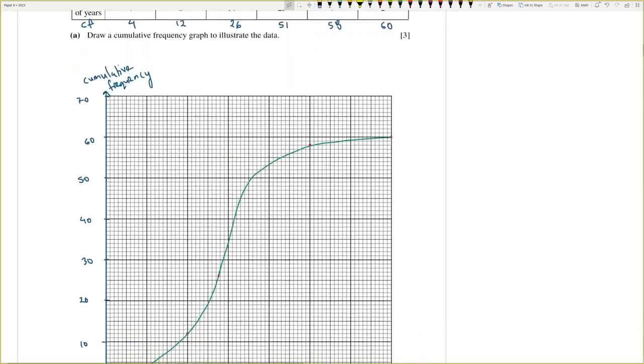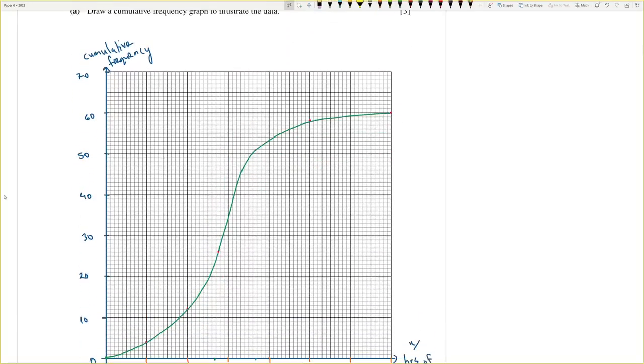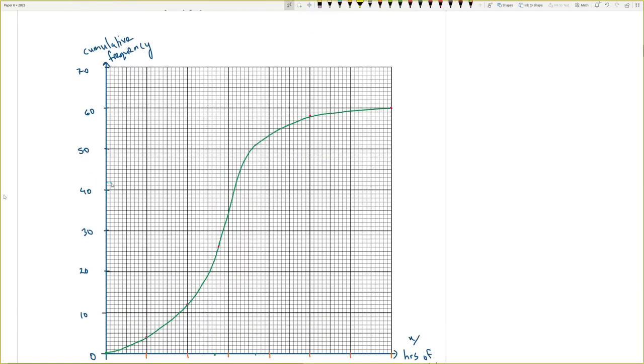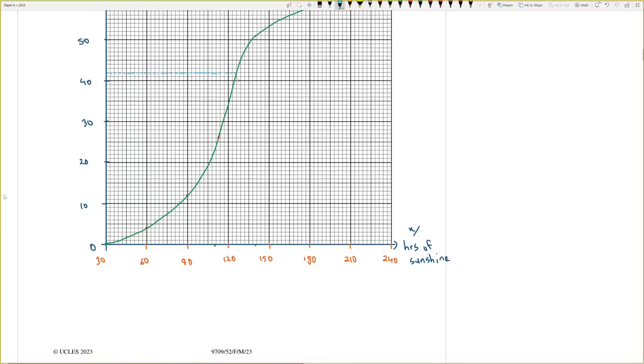So we have to match this graph at 42 basically. So 42 is over here. You need evidence of this dotted line essentially. So it's 2 boxes from 120. So how much does each box represent?